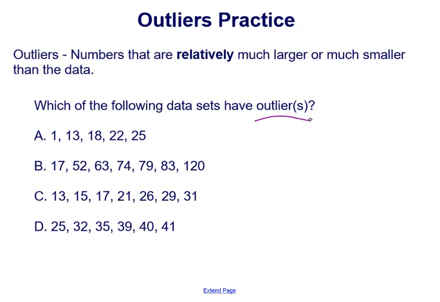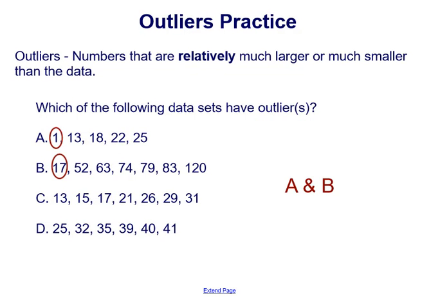So look at each set individually and think of a general category, or how could you generally describe the range of numbers, and think if there's a number or numbers that are way out of that range or not like the other numbers at all. Think of them as outliers.